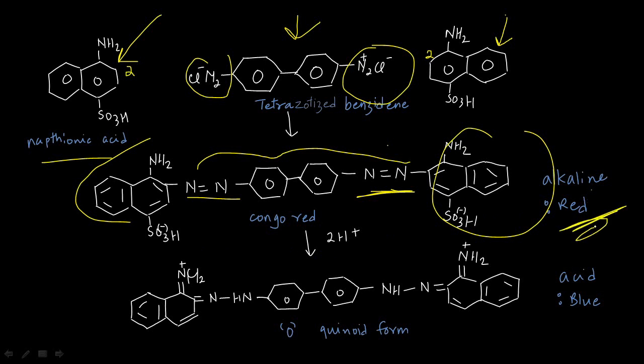This is red in alkaline medium, and in acid it turns blue. So there is some disruption in the structure. These nitrogens in the vicinity of the central part get protonated, and this gives a blue color. This is known as a quinoid form.